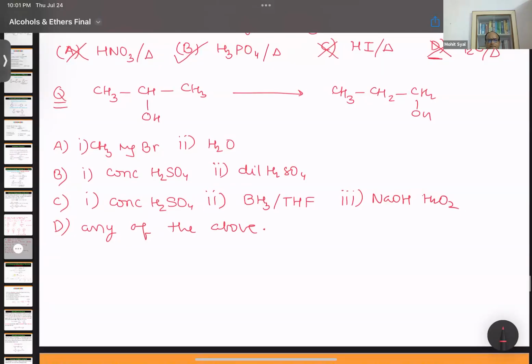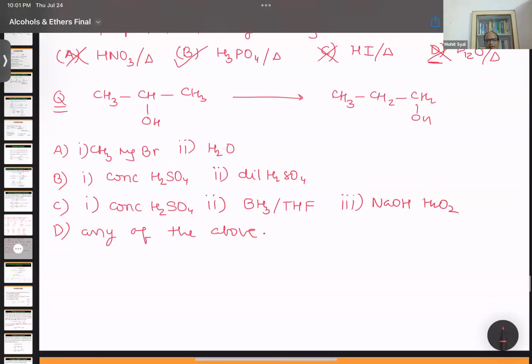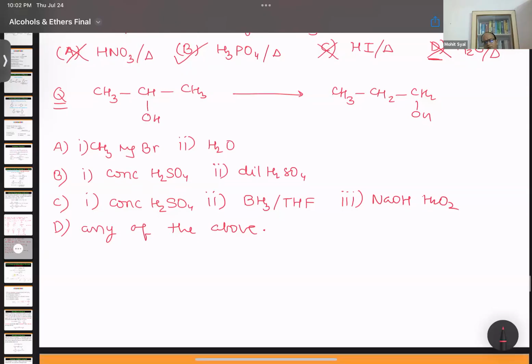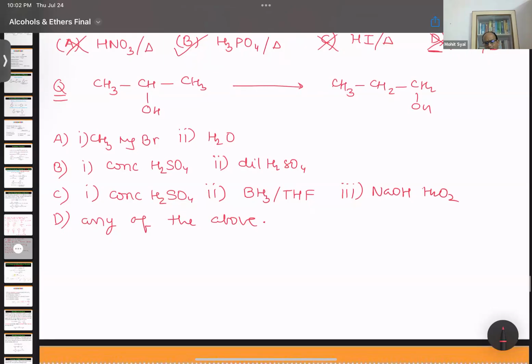What should be the answer? Very easy. And this is not only from today's class, but from today's and the previous class topic. This means option C, yes. Correct. Why?